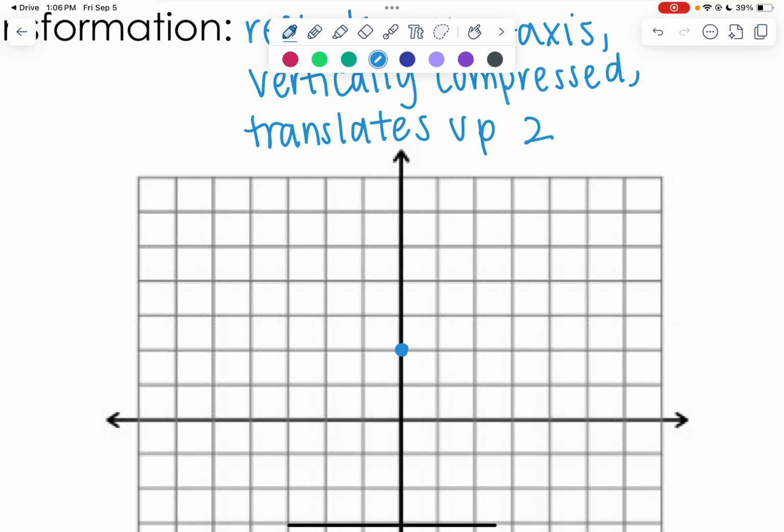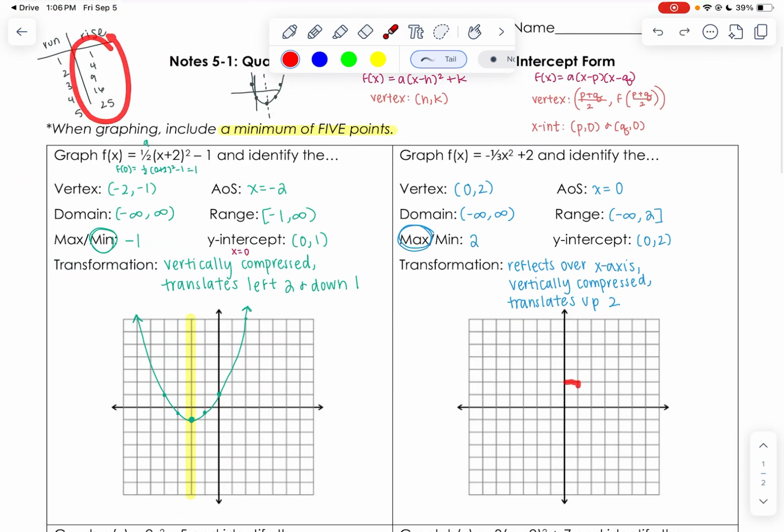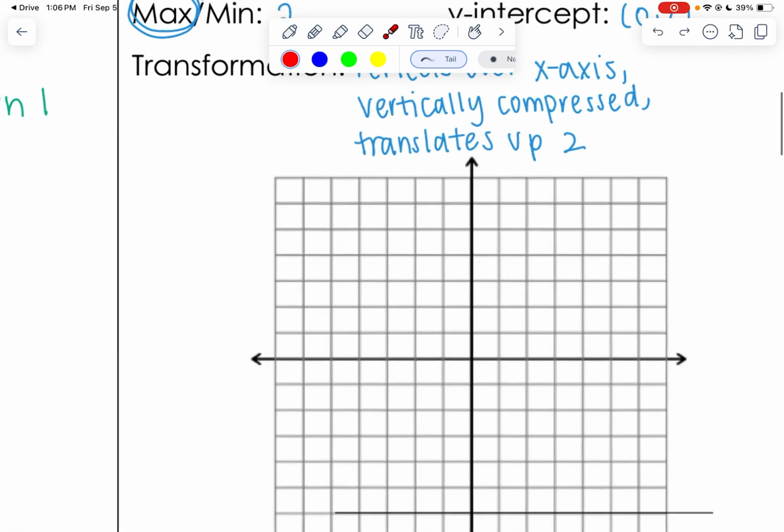I'm not going up anymore, I'm going down. But I'm not going to go over 1, down 1. Remember, I'm doing run then rise. Now I'm going to go over 1, but I'm only going to go down by 1/3 because I was vertically compressing these values by 1/3. So I'm going to go over 1, down 1/3. It's okay if your points are between things. Like, it's fine because we've got fractions here.